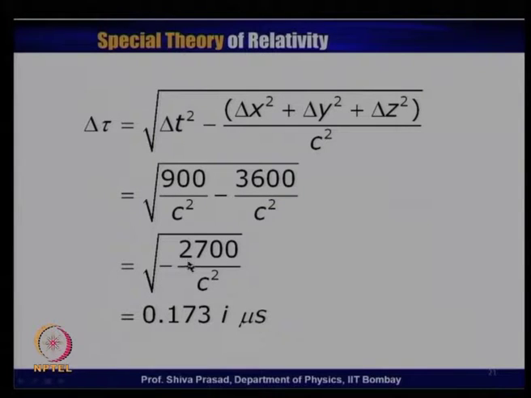So you get under root of minus 2700 divided by c square, and therefore delta tau, if I take the under root of that and substitute the value of c, I get 0.173 multiplied by i, which is an imaginary number, under root minus 1, microsecond. So the proper time interval between these two events is 0.173 i microsecond, an imaginary number.